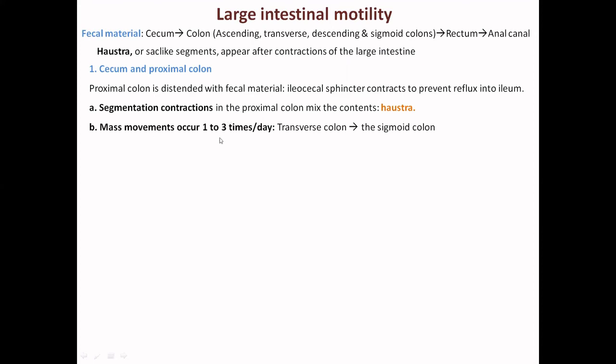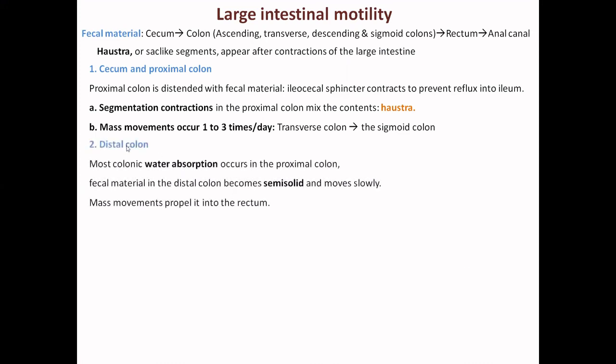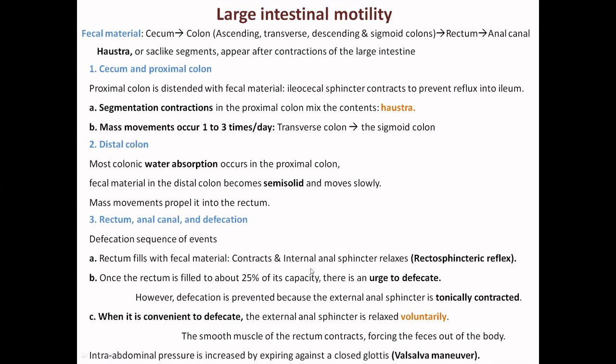And the mass movement occurs 1 to 3 times a day, through the transverse colon to the sigmoid colon, finally to the anal canal. In the distal colon, most colonic water absorption occurs in the proximal colon, as we have discussed. So the fecal material in the distal colon becomes semi-solid and moves slowly, and mass movements propel it into the rectum. So in the rectum, anal canal, and defecation, the sequence of events is: the rectum fills with the fecal material, contracts, and the internal anal sphincter relaxes, and this is called the rectosphincteric reflex.